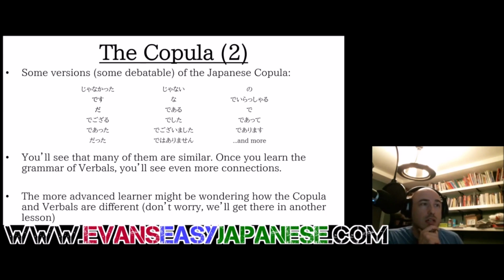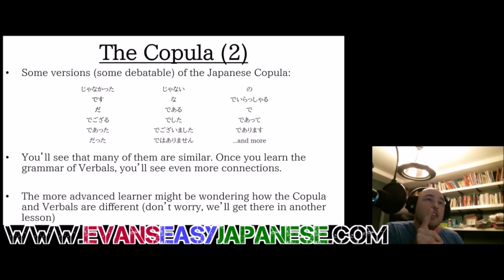I'll go over it. So yeah, the more advanced learners might be wondering how the copula and verbals are different. Indeed, that's a good point. I'm glad we got here. I was definitely confused by this. I used to think that the copula was a verb, and then people just started yelling at me when I started saying it was. So, no, I agree completely that it's not a verb. It's a copula.